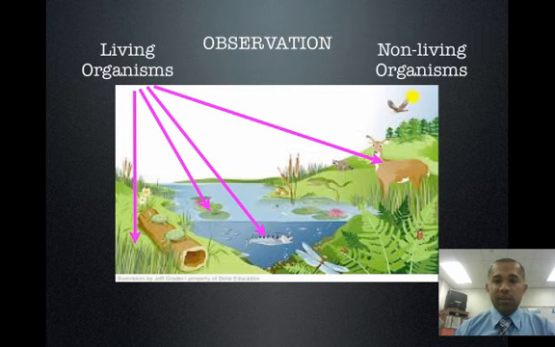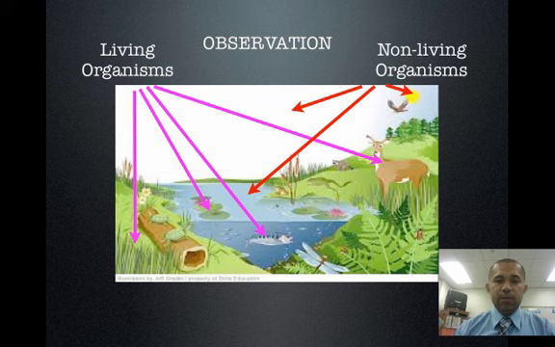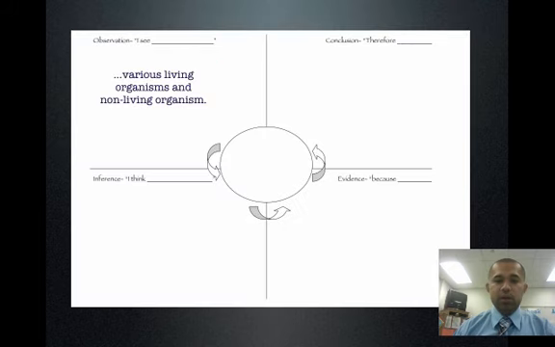Another observation I can make is non-living organisms. You have water, you have air, and sunlight. Those are all non-living organisms. So how do we use this in the OIEC? Oh, and one more thing, sorry. You have a dead log, which is a non-living organism. So under observation, I would say I see various living organisms and non-living organisms.